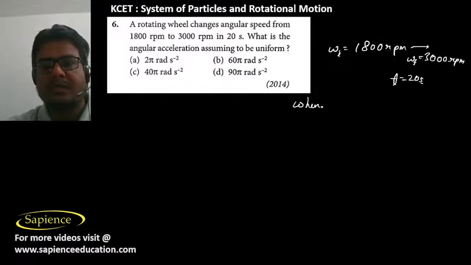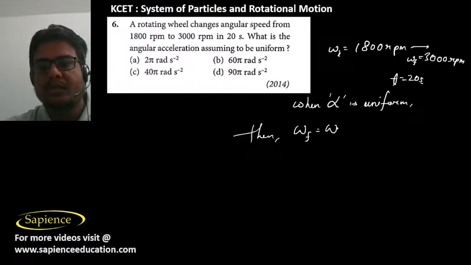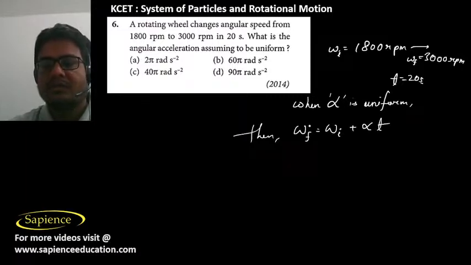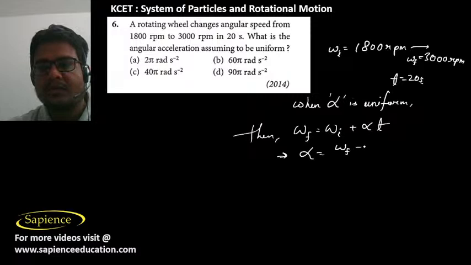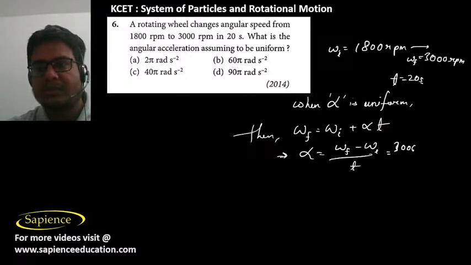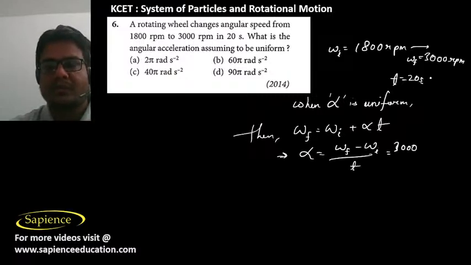So when the angular acceleration alpha is uniform, it means it is constant, then we can say that the final angular velocity is equal to omega initial angular velocity plus alpha t. Since we know that v equals u plus at, so similarly it will be omega f equals omega i plus alpha t. So therefore alpha will be omega final minus omega initial by t. So we have to convert it into radian per second.